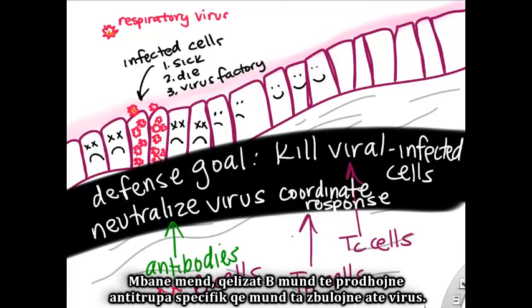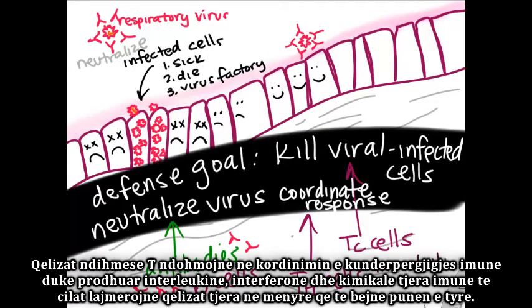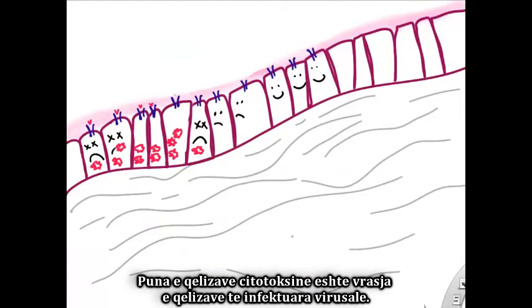So remember, B cells can make specific antibodies that can detect that virus. Neutralizing it basically is hiding it away from your cells by binding to it. If the virus is neutralized, it can't infect more cells. Helper T cells will help coordinate the immune response by making interleukins and interferons and other immune chemicals that signal all the other cells to do their job. The cytotoxic T cells, well, their job is to kill the virus-infected cells.